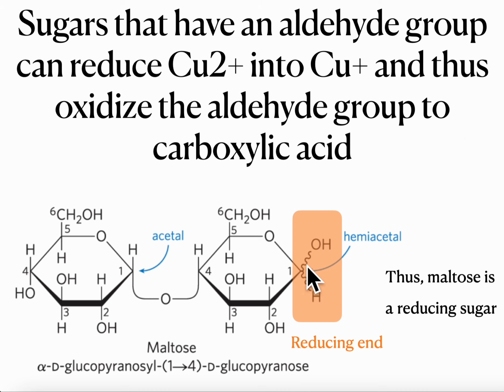And since the anomeric carbon here can convert back to the linear form and thus have an aldehyde group, which can perform redox reactions with copper ions, we call this the reducing end, and thus maltose is a reducing sugar because it is able to perform this reaction with copper 2+ ions. And this will be important later on in this session.